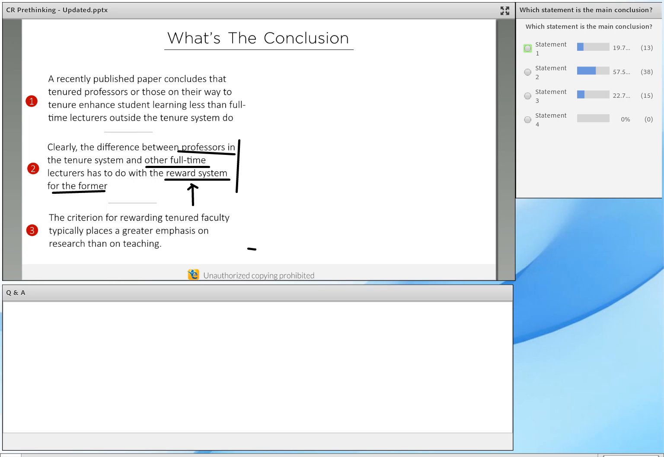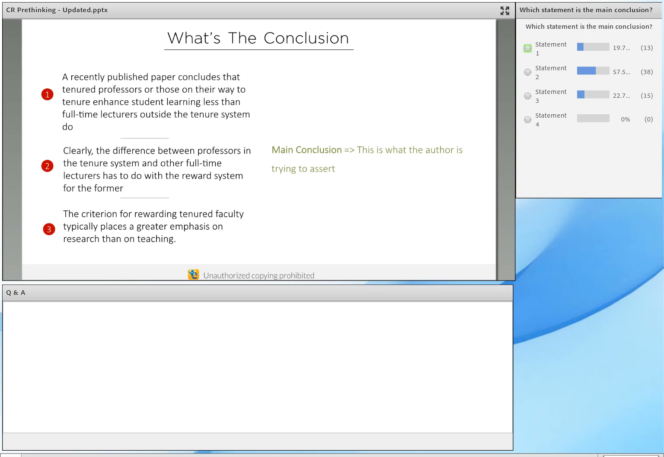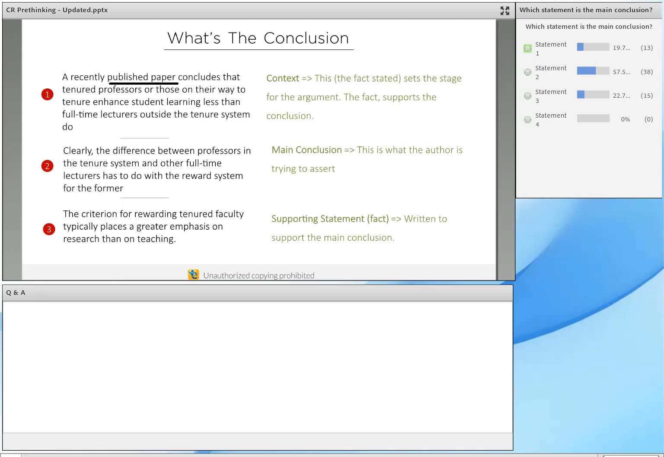Okay, what is statement one? Statement one is simply a context. It says that a research paper concluded that tenured professors enhance student learning less than full-time lecturers outside the tenure system do. This is not what the author is concluding. This is what a research paper is concluding. Remember, the main conclusion always belongs to the author. And this part over here is written to support our statement number 2.